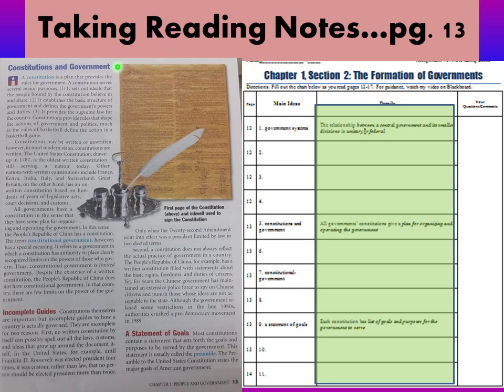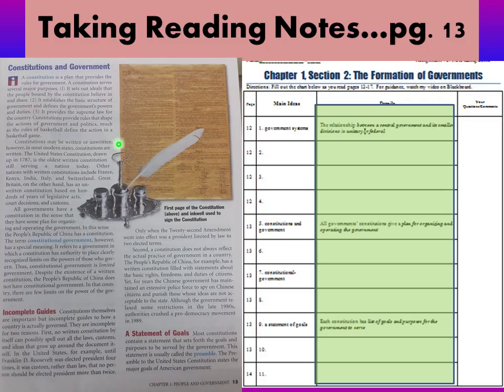Constitutions and government. A constitution is a plan that provides the rules for government. A constitution serves several major purposes. 1. It sets out ideals that the people bound by the Constitution believe in and share. 2. It establishes the basic structure of government and defines government's powers and duties. 3. It provides the supreme law for the country. Constitutions provide rules that shape the actions of government and politics, much as the rules of basketball define the action in a basketball game.